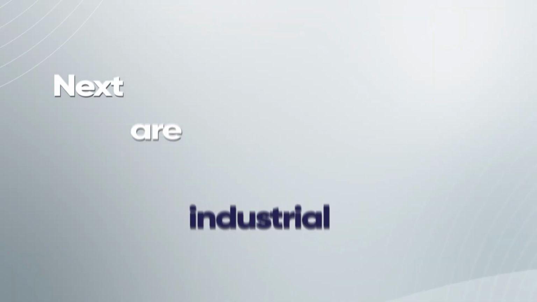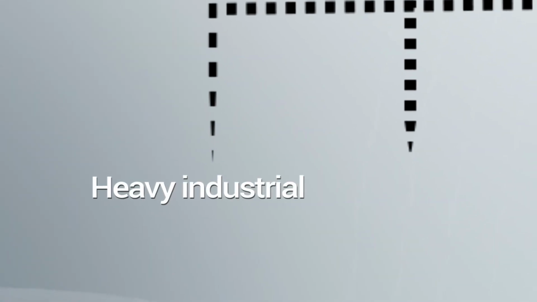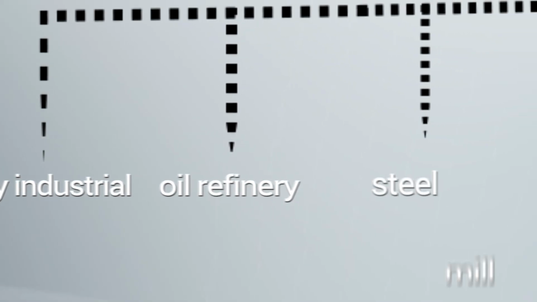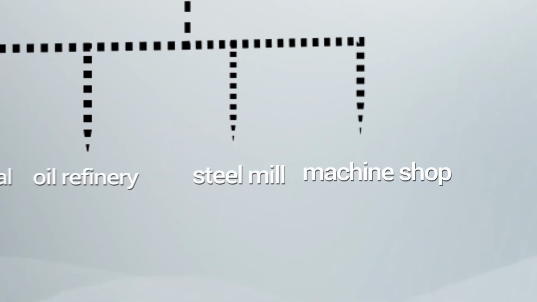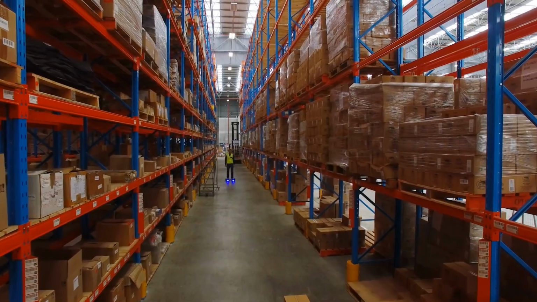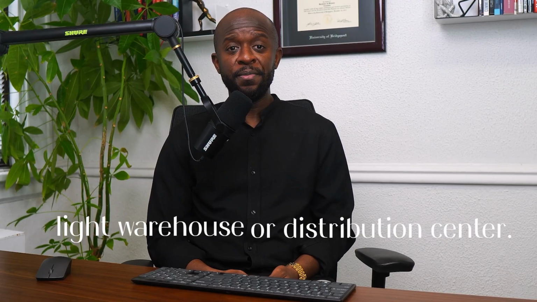Next are industrial properties. Industrial properties can be anything from heavy industrial, like an oil refinery or a steel mill, to light industrial, like a machine shop or a small manufacturing plant. Most of the time when people mention industrial, they're typically referring to warehouses, which can be a light warehouse or a distribution center, places where manufactured products are stored until they're shipped or sold. A popular brand associated with this asset class is obviously going to be Amazon.